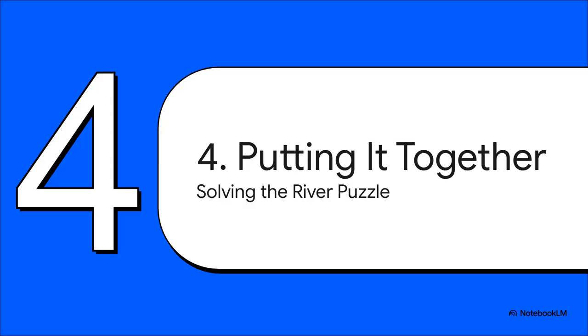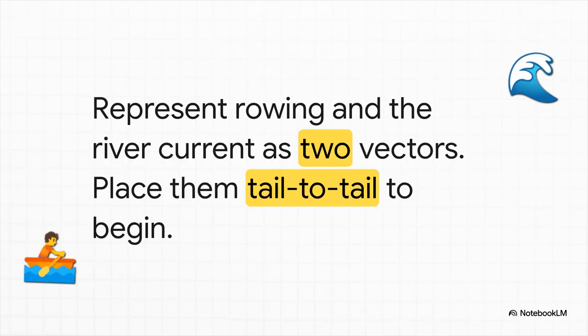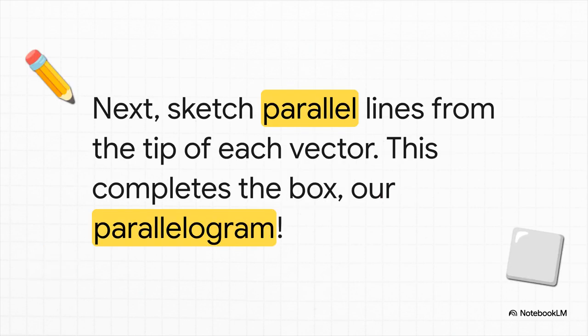All right, so we've got our puzzle, and now we've got our tool. Let's head back to that river and finally figure out where in the world our boat is actually going. Okay, here we go. We can imagine you're rowing as one vector, an arrow pointing straight across the river. And the river's current? That's another vector, an arrow pointing downstream. And just like we learned, our first step is to place them so they're tail to tail. Now for step 2. We just sketch a line that's parallel to the river's vector, starting from the tip of the boat's vector. Then we do the exact same thing for the other one. Draw a line parallel to the boat's vector from the tip of the river's vector. And look at that. You can see it right there. We've built our box, our parallelogram.